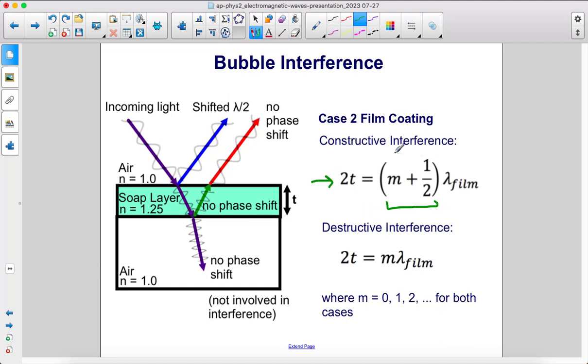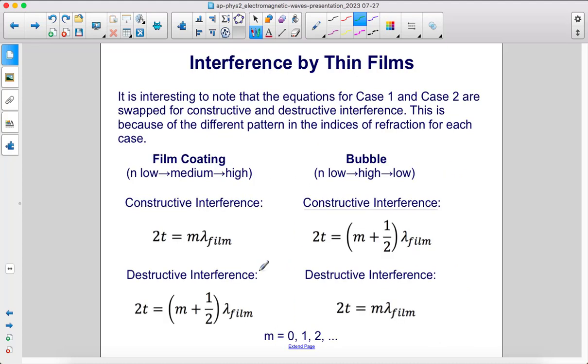So this was the equation for destructive interference in case 1, but here they're switched. So here, if you want destructive interference, then you want that extra distance to be exactly an integer multiple of a wavelength. It's interesting to note that the equations for case 1 and case 2 are swapped for constructive and destructive interference. And this is because of the different pattern in the indices of refraction for each case. So here we have a low index of refraction to medium to high. Here we go low to high to low. So the light moves fast, then slower, then slowest. And here we're going fast, slow, fast.